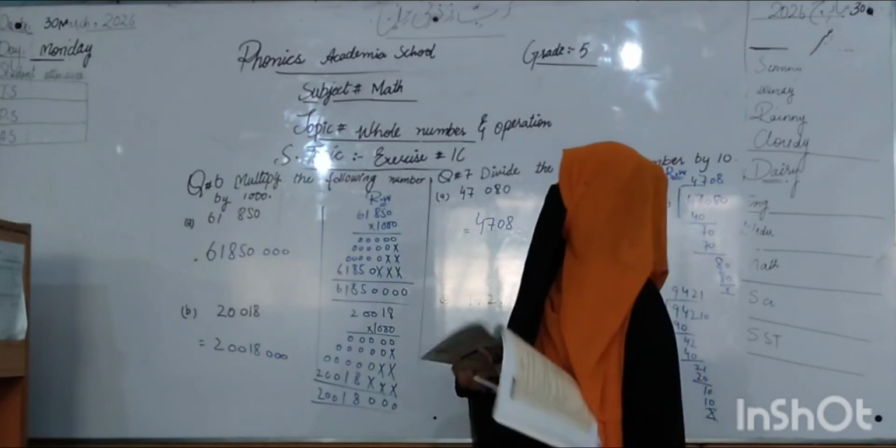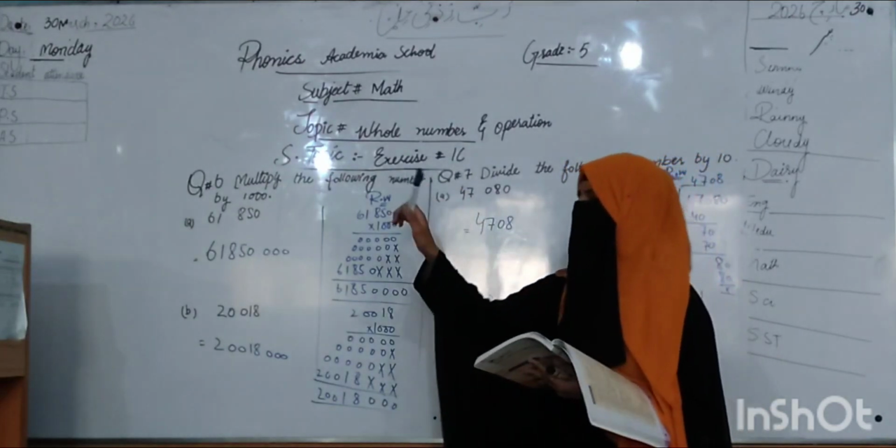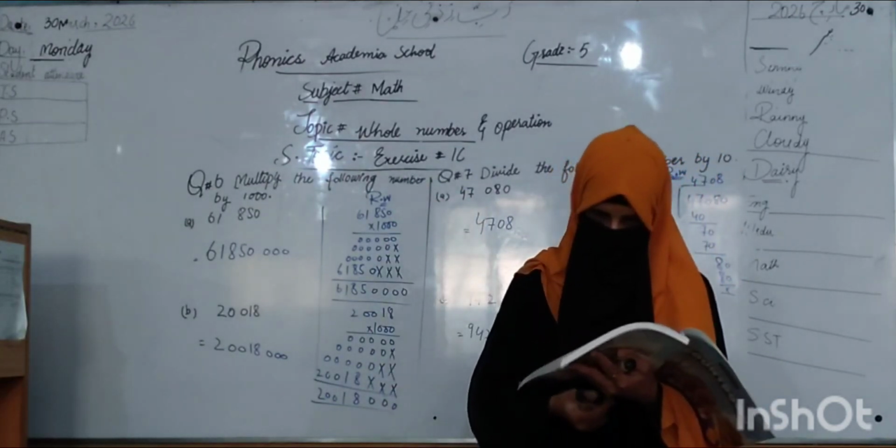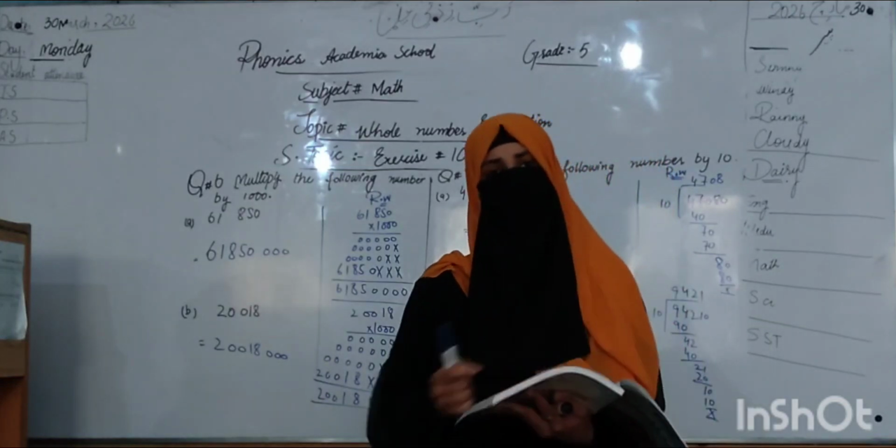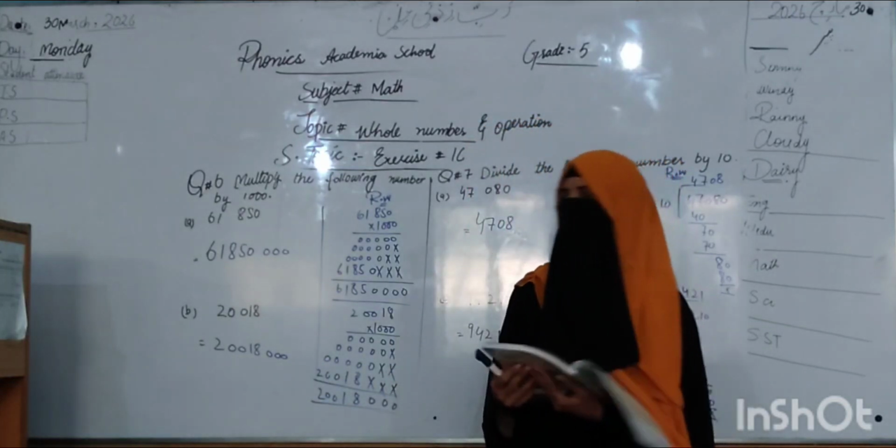Unit number 1, whole numbers and their operations, Exercise 1C, questions number 6 and 7. So all the students, open your book, Exercise 1C, and also open your notebook. So let's start our today's lecture.